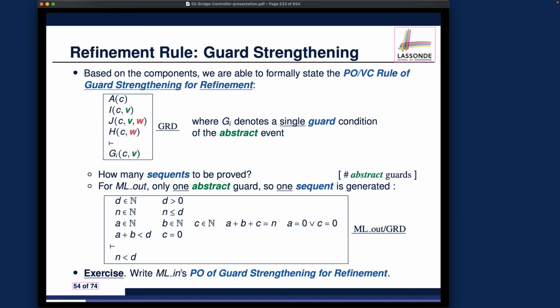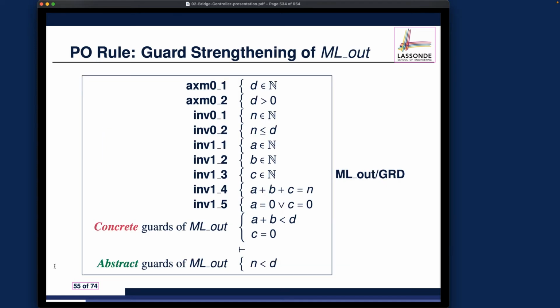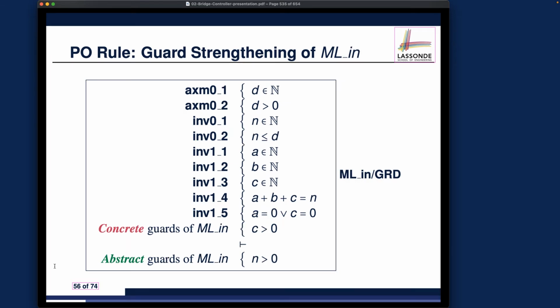Alright, let's see how we can discharge the sequent related to guard strengthening of the refinements. Okay, this is the anatomy of the sequent for the first event ML out, and this is the solution to the exercise I gave to you. If you didn't get a chance to do it, I would suggest you still pause the video and don't look at the solution. Really try to make sure you can formulate it yourself. I think that will be a very basic but fundamental exercise for you to do, right?